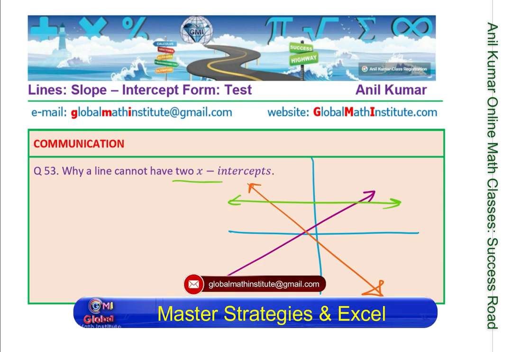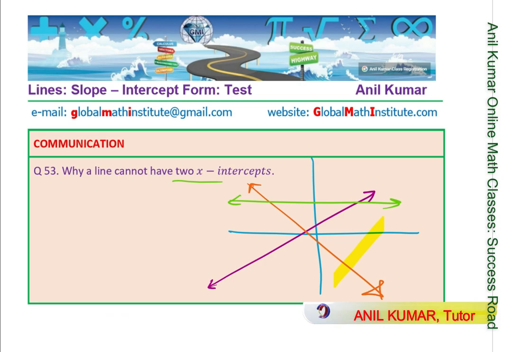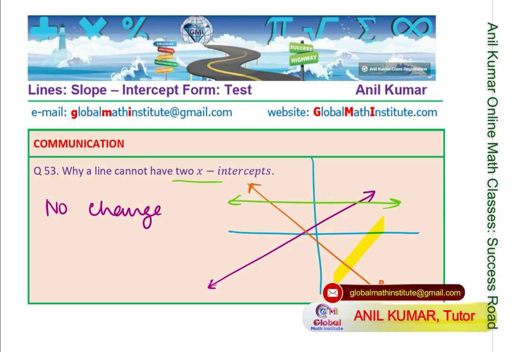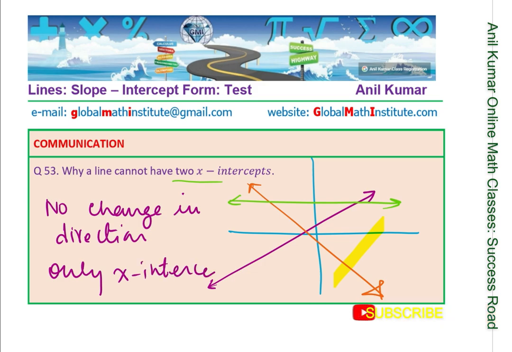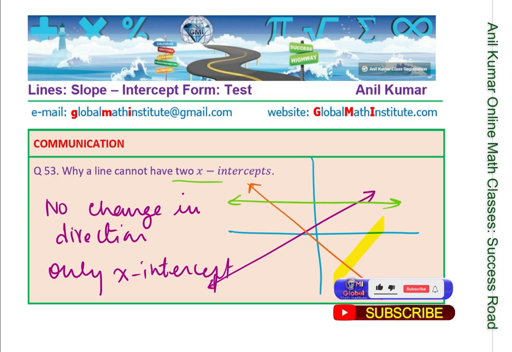The reason is why? Well, very clear. If the line crosses the x-axis, right, it cannot turn back, right? So lines are either always increasing or always decreasing, right? So in lines, there is no change in direction, and that is the reason why only one x-intercept is there. Is that clear to you? Very important question from communication point of view.